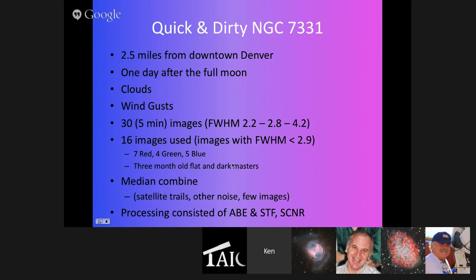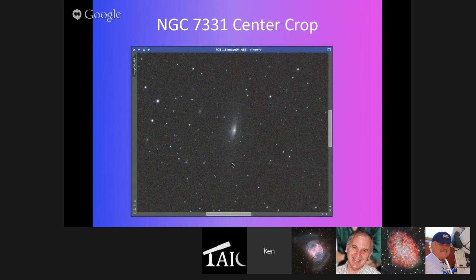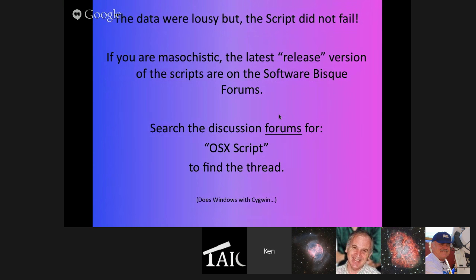I dusted off my 3-month-old flat and dark masters because I really haven't done any imaging in a long time. I did a really crude median combine because it was very noisy data. And then my processing was nothing more than an ABE, and then I did an STF, and then I did a quick denoise. And this is the crop of the galaxy with some beautiful satellite trails still running across it. So this is a truly bad image. But it did collect the data, and there it is. So victory's mine. The script did not fail.